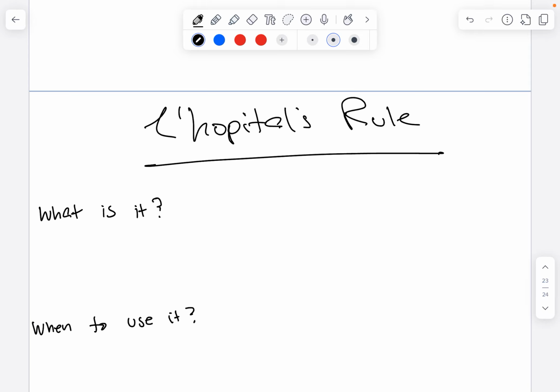Today we're going to go over L'Hopital's rule and hopefully make it super simple. So first things first, what is L'Hopital's rule?